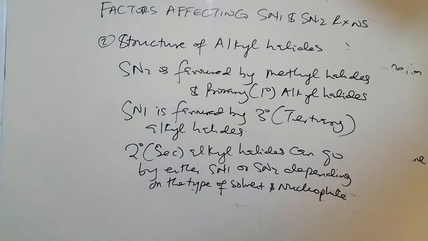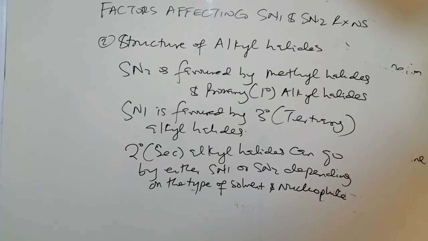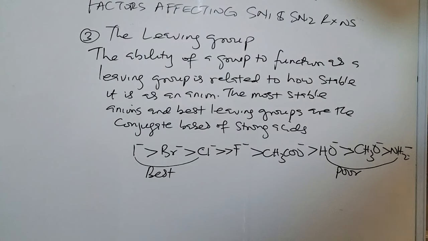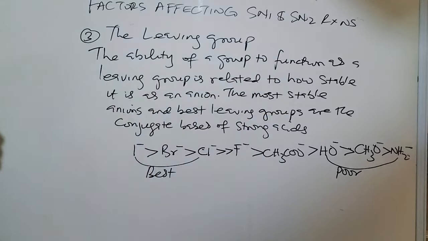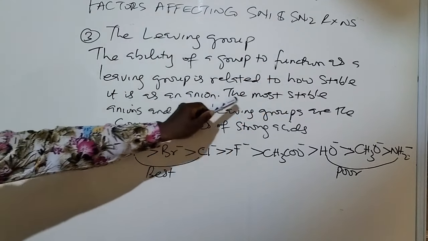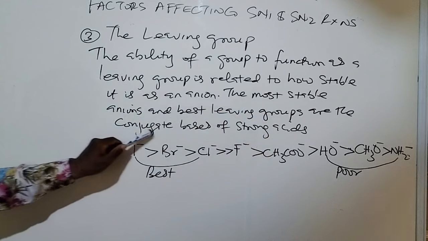Now, number 3 factor is the leaving group. We said here that the ability of a group to function as a leaving group is related to how stable it is as an anion. Anion means negative ion. The most stable anions and the best leaving groups are the conjugate bases of strong acids.